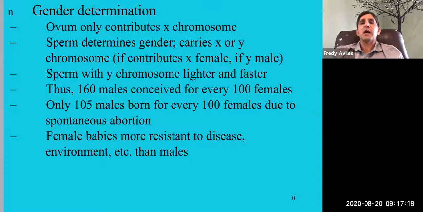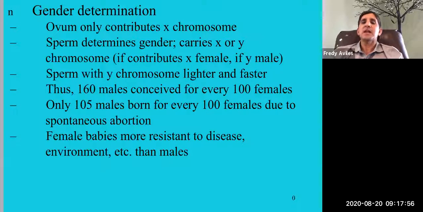Another thing I want to tell you about determining the sex of a child is that the sperm with the Y chromosome is actually lighter and faster. The Y chromosome is smaller than the X chromosome. Therefore, the sperm that has the Y chromosome will be a little bit lighter and swim a little bit faster, and is more likely to reach the ovum before the other sperm. So you're more likely to have more conceptions that will be male than female. There are 160 males conceived for every 100 females.